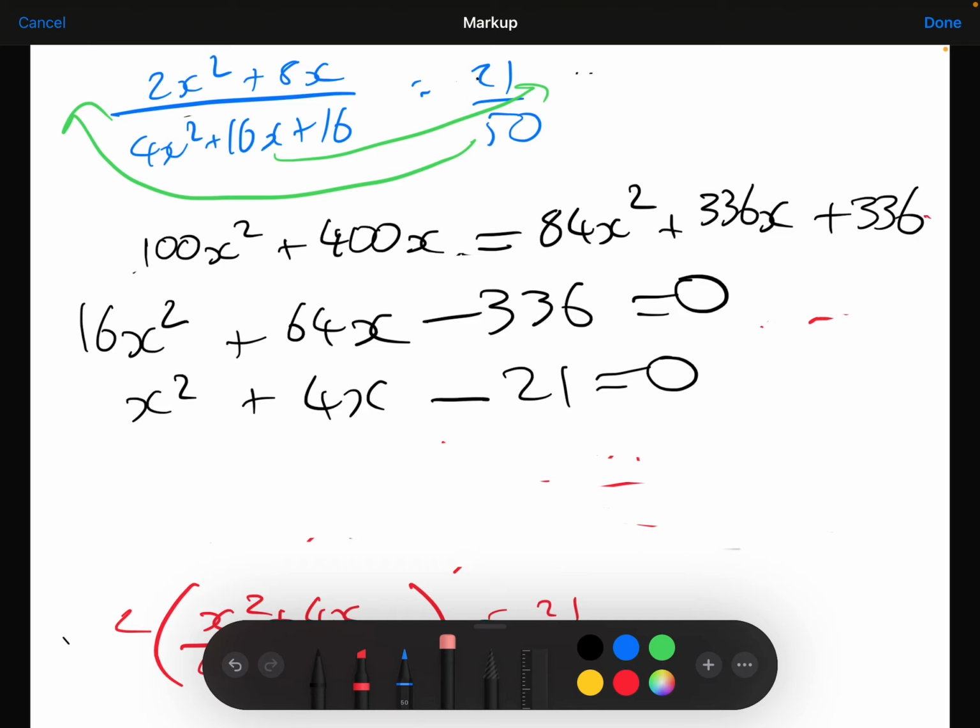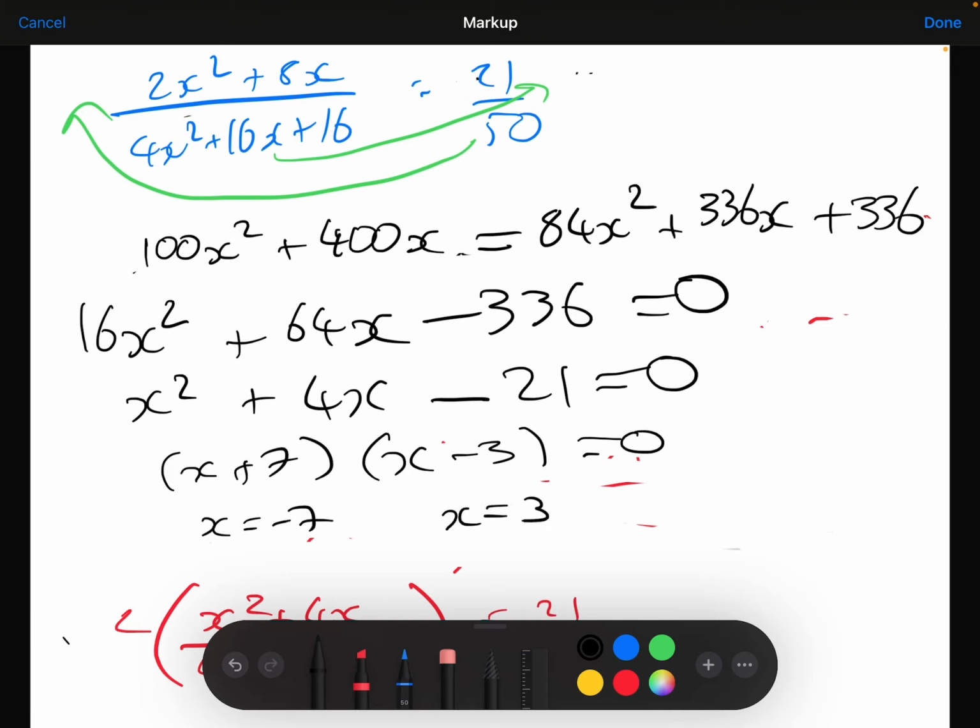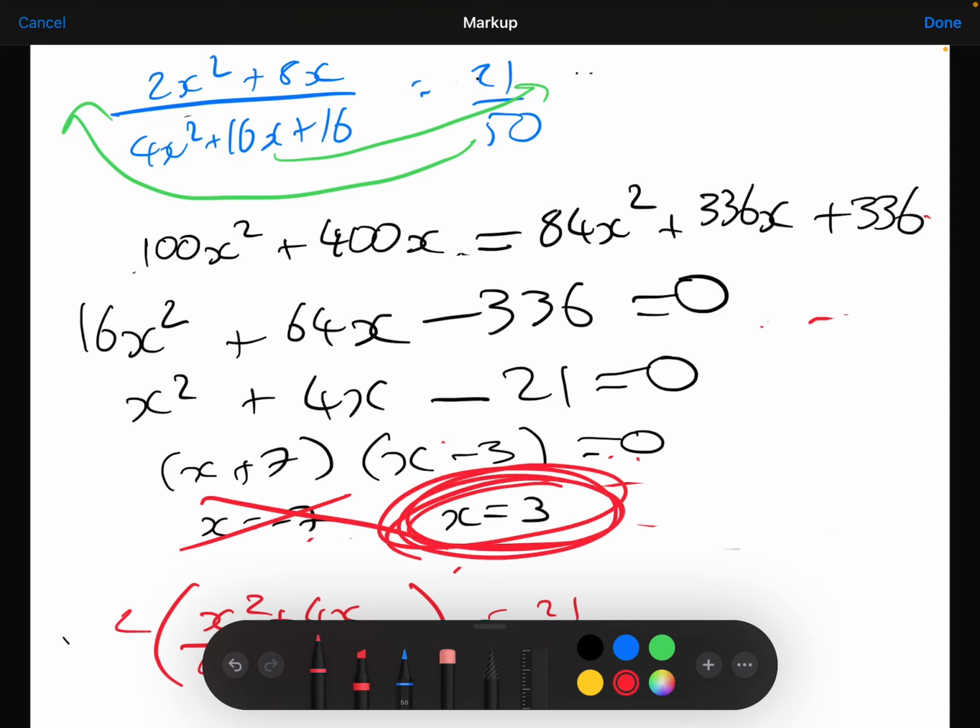Now we can factorise this. So x plus 7 times x minus 3. So x equals minus 7 or x equals 3. It doesn't make sense for there to be minus 7 balls, so we're saying that x equals 3. Remember, x was how many red balls there are, so there are 3 red balls. And there were 4 more blue balls, so 7 blue balls. And there we go.